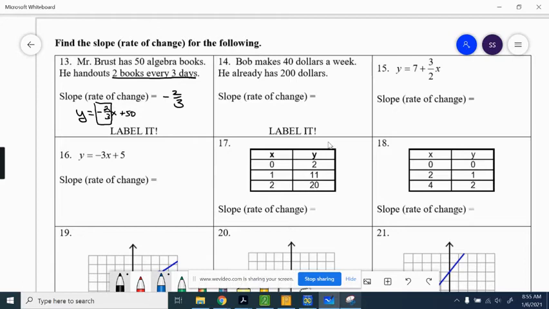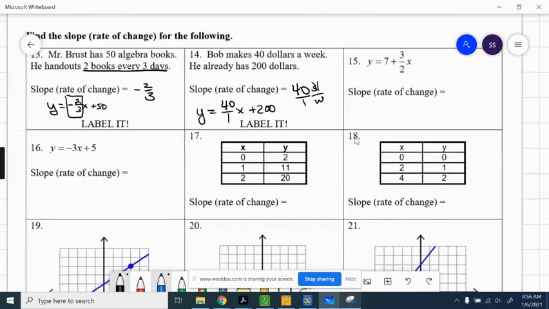Number 14, I'll do that one too. Bob makes $40 a week. He already has $200. So what's changing? He's making $40 every 1 week. So this would be y is equal to 40 over 1x plus 200. What's the rate of change? It's going to be 40. You can put over 1, right? Money over weeks. So your slope or rate of change is 40.